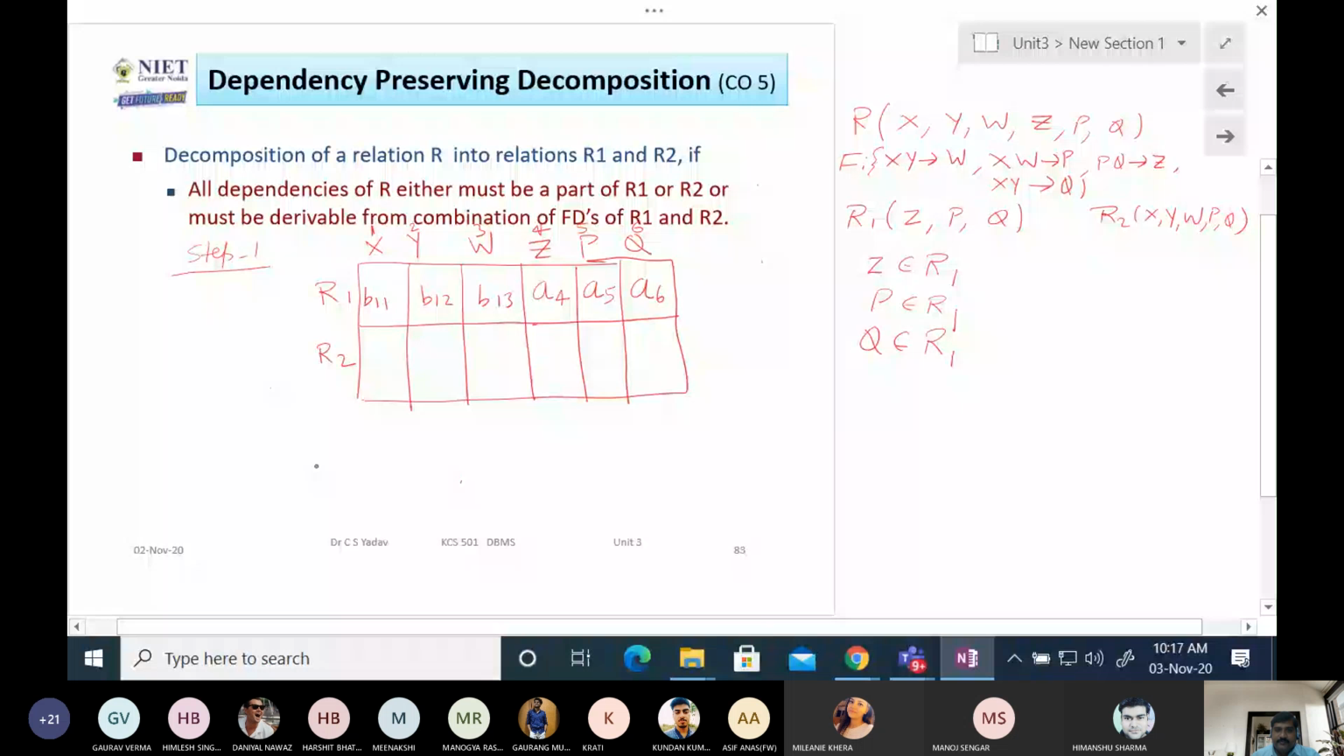Initialize the second row. X belongs to R2 and X represents column number 1. Then this cell is initialized with A1, this is initialized with A2, this with A3, and this is A4. Sir, Z is not in R2, right? Okay, very good. Now you are understanding the algorithm.